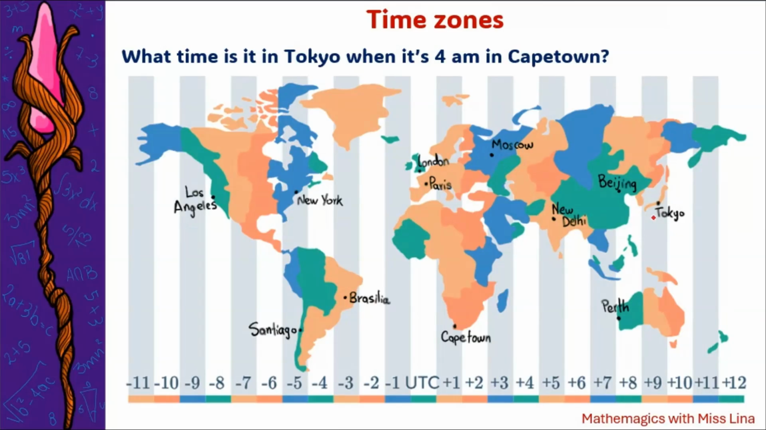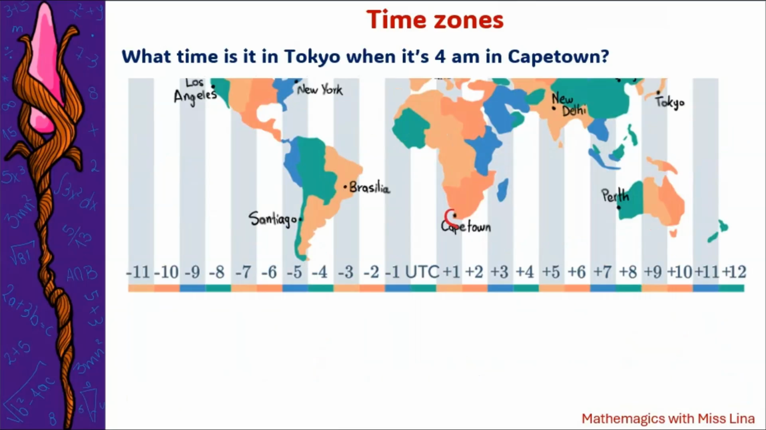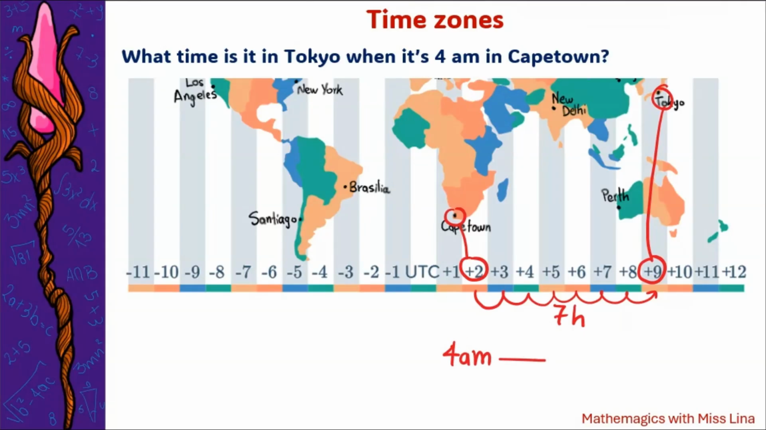Okay, what time is it in Tokyo when it's 4 a.m. in Cape Town? Here, Cape Town and Tokyo. Cape Town is in +2, and Tokyo here is at +9. So the difference between them is 9 minus 2, which is 7. Let's check. 1, 2, 3, 4, 5, 6, 7. 7 hours. It says that in Cape Town it is 4 a.m. So we just need to add 7 hours. 4 plus 7 is 11. So it's going to be 11 a.m.